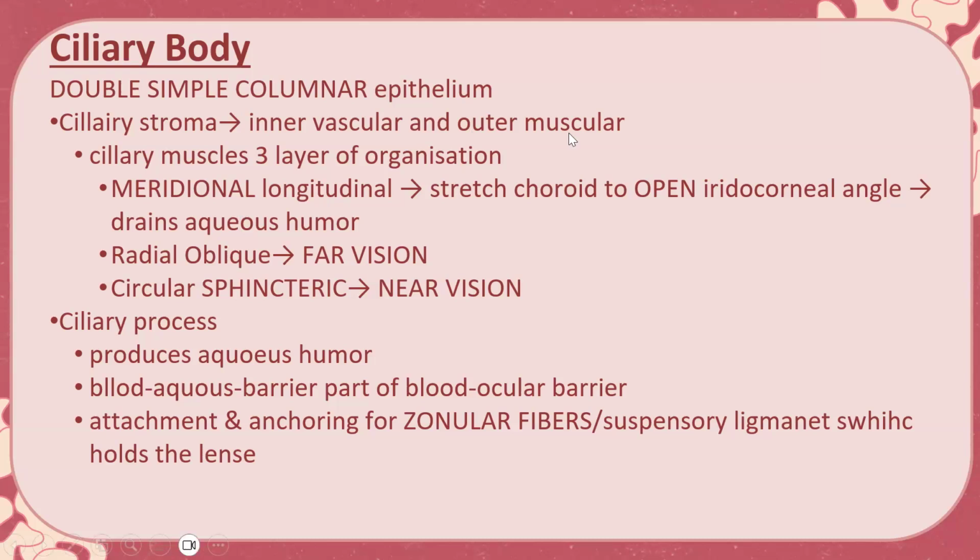So these are the outer muscular ciliary muscles. We actually have three of them. Two of them are what I just mentioned, which control the size of the lens itself: the radial oblique for far vision and the circular sphincteric for near vision. The third layer of muscle is the meridional longitudinal muscle. It is arranged in a longitudinal manner, and the function of this muscle is to stretch the choroid. When it stretches the choroid, it opens the iridocorneal angle. When it opens the angle, we increase the drainage of the aqueous humor. Okay, these are just the functions.